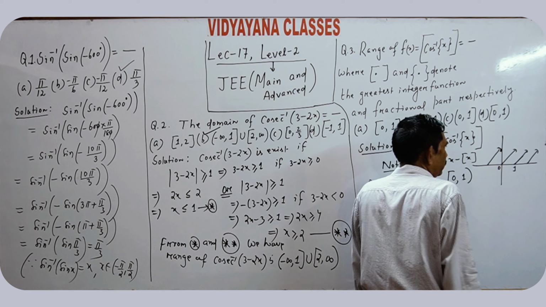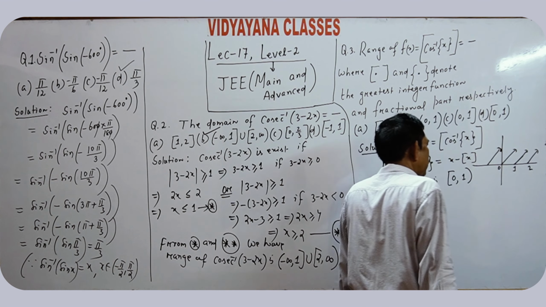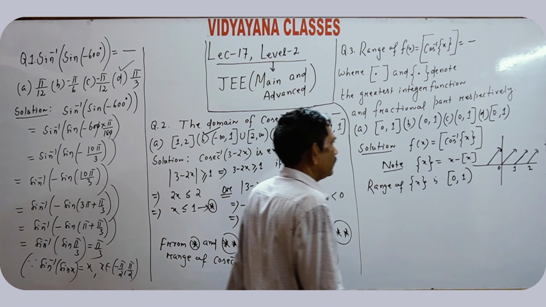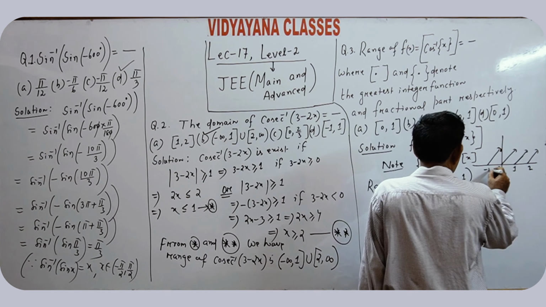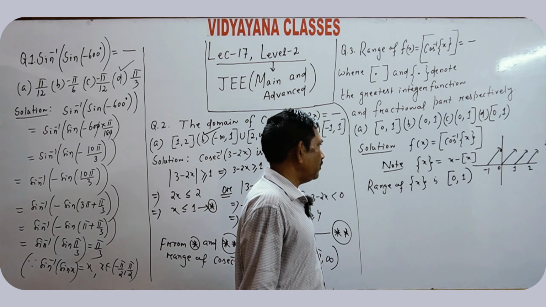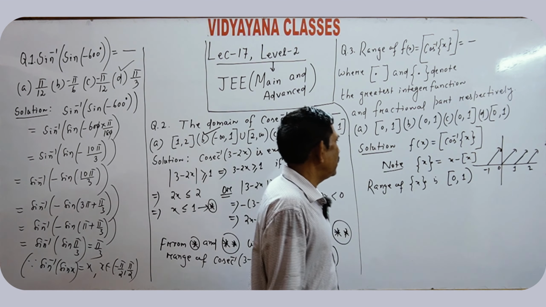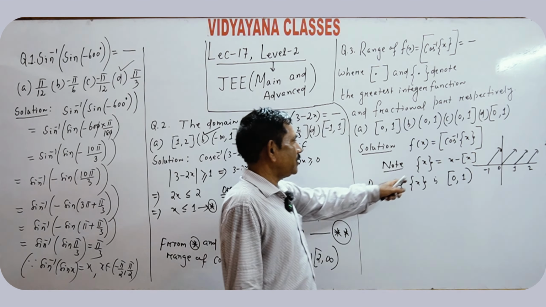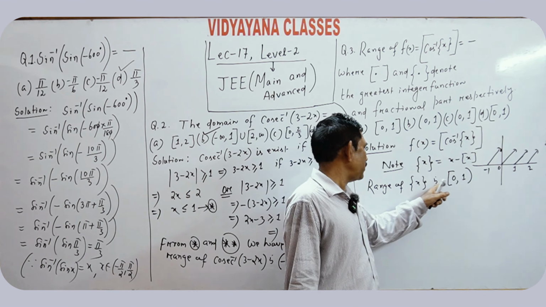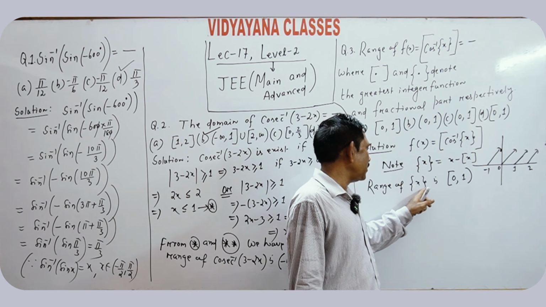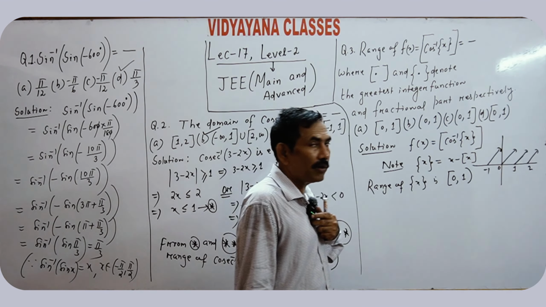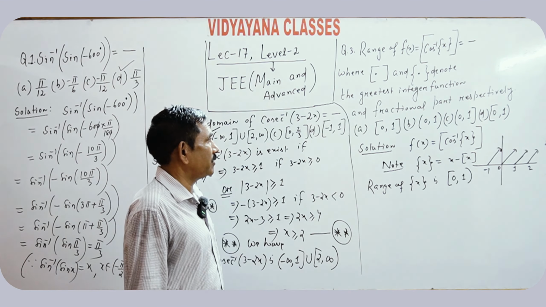It is the graph of the fractional part of x. That means the maximum value is less than 1 and the minimum value is 0. So the range of the fractional part of x is the interval closed 0, open 1.